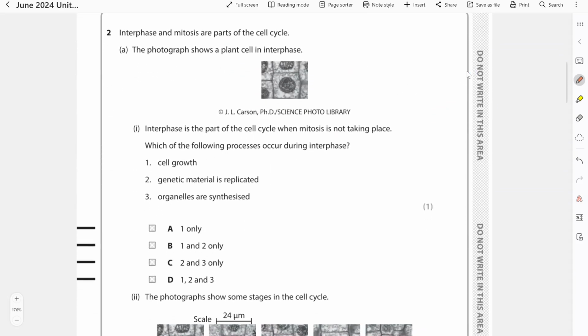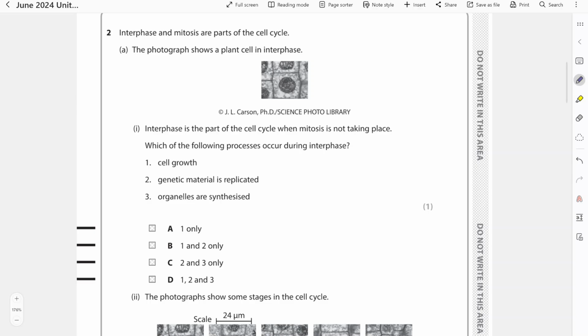Interphase and mitosis are parts of the cell cycle. Part A, the photograph shows a plant cell in interphase. Part 1, interphase is part of the cell cycle when mitosis is not taking place. Which of the following processes occur during mitosis?